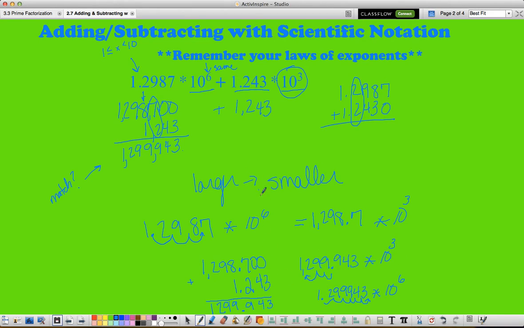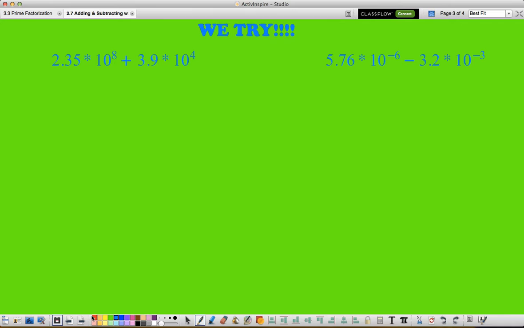Okay, so again, we have to make the larger exponent the same as the smaller exponent, so our place values line up correctly. So let's try this again. I have 2 and 35 hundredths times 10 to the 8th, and I need to turn that into something times 10 to the 4th. That means I have to subtract 4, so I have to move my decimal to the right 4 places. So I have 2, 3, 5, and I have to add 2 zeros. So I have 23,500 times 10 to the 4th.